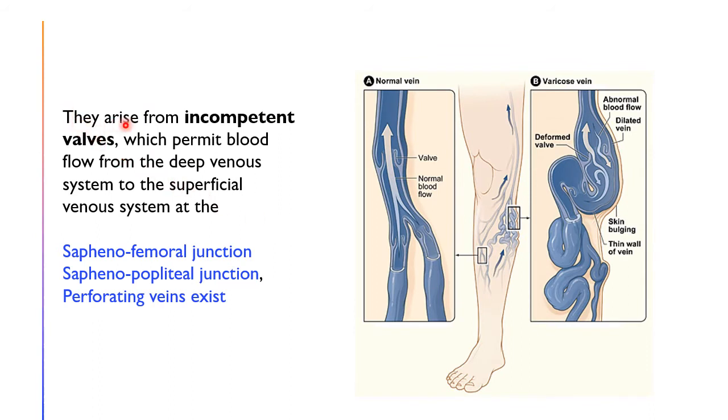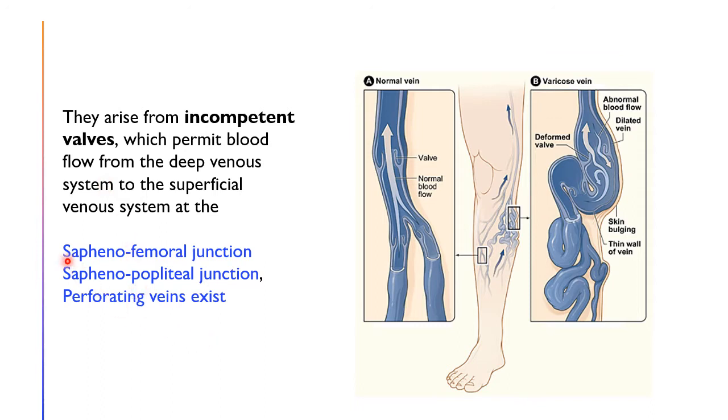Varicose veins arise from incompetent valves, which permit blood flow from the deep venous system to the superficial venous system. As I said, the normal flow is from the superficial system to the deep system, but in varicose veins these valves are faulty. As a result, when the muscles contract, the blood flows backwards from the deep to the superficial system.